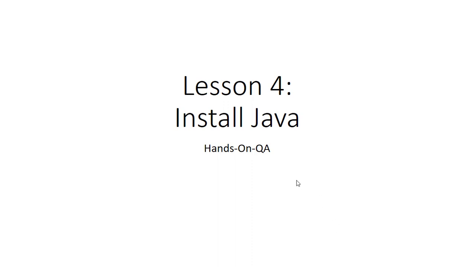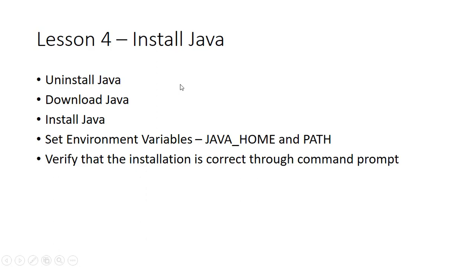Hi everyone, lesson 4 is Install Java. The steps we will follow are: we'll uninstall any versions of Java you have on your system because they might interfere with the new version. Then we will download Java from the web, install it, and then set the environment variables, which are Java home and path. After that we can do a simple check to see if the installation is complete or not.